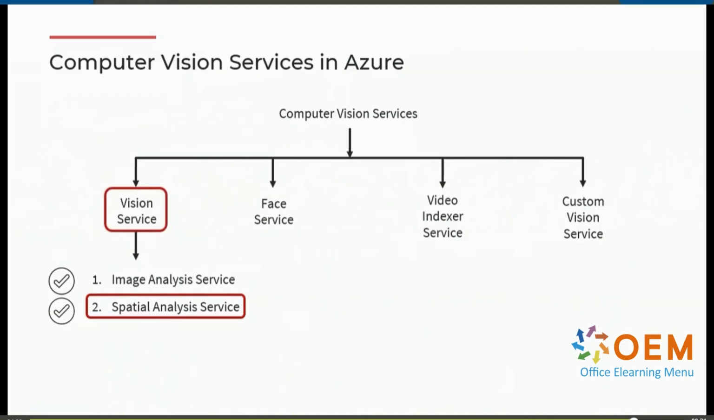We are done with the image analysis service and with spatial analysis, which means that we can now put a satisfying check mark next to the vision service as a whole. Because we are talking about the video indexer service, let's move on to that in a little more detail coming up next.